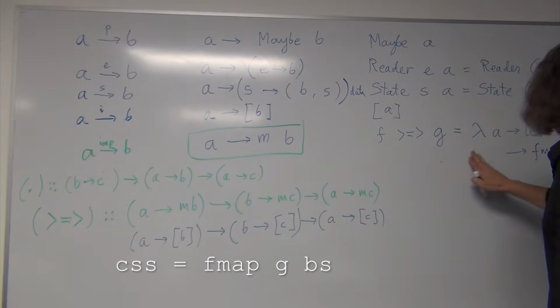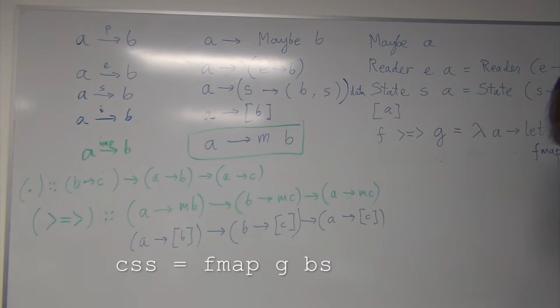Oh, sorry. This is the continuation of this let. I'm running out of space. So this is let, and here we have B's, and underneath we have CZs that we have obtained by fmapping G over B's.